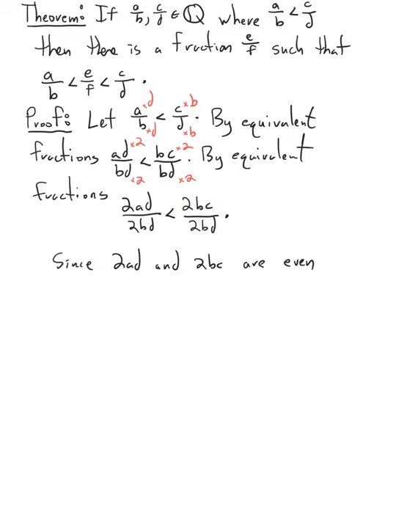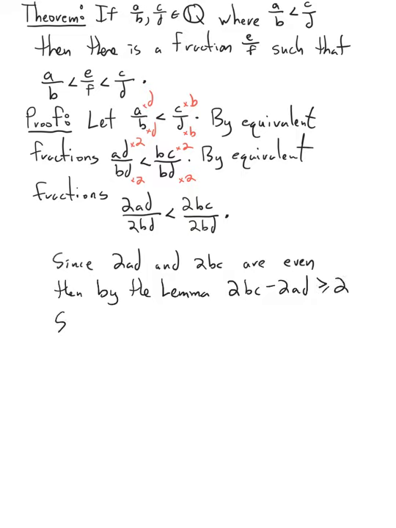Here's the factor of 2 in both of them. Then we know that their difference is at least 2, which means that if I add 1 to this lesser numerator, then it's still less than 2BC. So, since 2AD and 2BC are even, then by the lemma, I know that 2BC minus 2AD is definitely greater than or equal to 2.